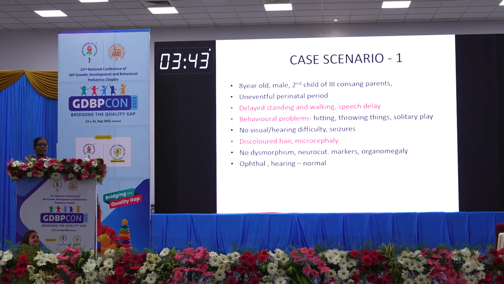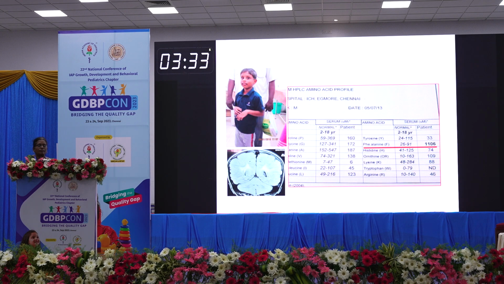So let us see certain clinical examples. This particular child had delayed standing and walking, language delay, behavioral problems, discolored hair, microcephaly. Other things are normal. In the MRI you see just periventricular white matter changes, reported as HAE. But when we did the TMS, it showed very high phenylalanine levels. So now you know the diagnosis. It is a classical PKU.